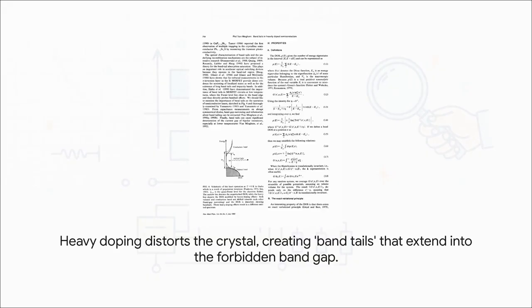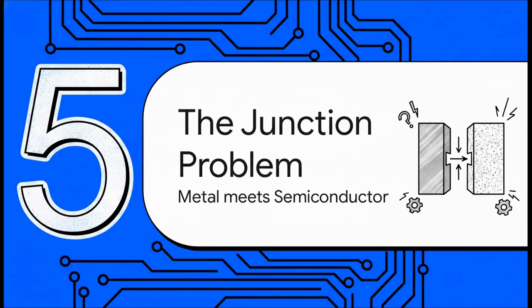And that's not all. Shoving all these foreign atoms into the crystal lattice kind of messes up its perfect structure. This distortion creates a whole mess of new, localized energy states. And these states blur what were once super sharp edges of the valence and conduction bands, creating what are known as band tails that just sort of smear into the forbidden gap. So we figured out how to control the semiconductor itself.